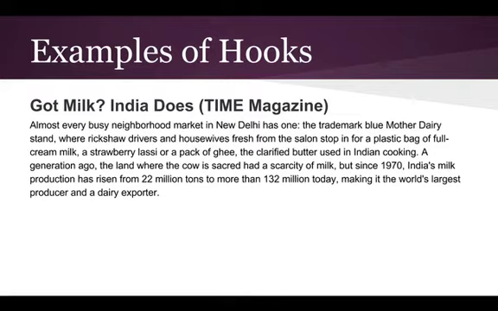Almost every busy neighborhood market in New Delhi has one. The trademark blue Mother Dairy stand, where rickshaw drivers and housewives fresh from the salon stop in for a plastic bag of full cream milk, a strawberry lassi, or a pack of ghee, the clarified butter used in Indian cooking. A generation ago, the land where the cow is sacred had a scarcity of milk, but since 1970, India's milk production has risen from 22 million tons to more than 130 million today, making it the world's largest producer and a dairy exporter.